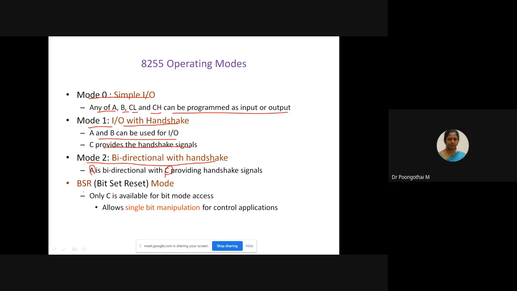And the fourth mode is the bit set reset mode. It completely depends on the control word of 8255. I will explain that later. So only port C is involved in this mode. It allows single bit manipulation, that is, set and reset of the individual bits for controlling applications. So in mode 0, all the ports are involved. In mode 1, only port A and port B can be configured as IO lines, and in that case your port C will provide handshake signals. In mode 2, only port A is involved and port C is used for handshake signals.